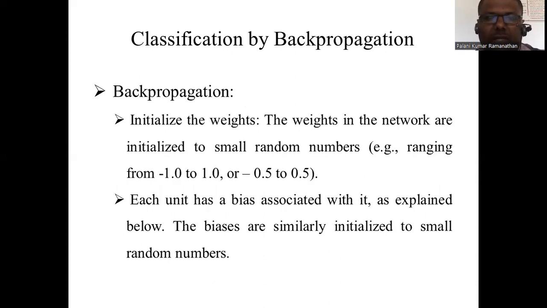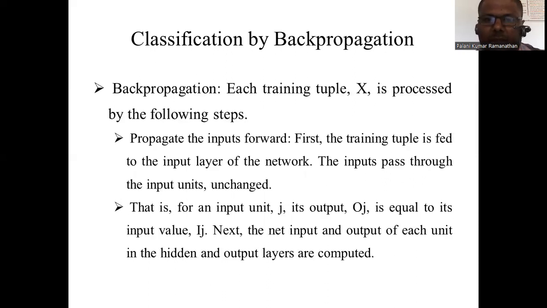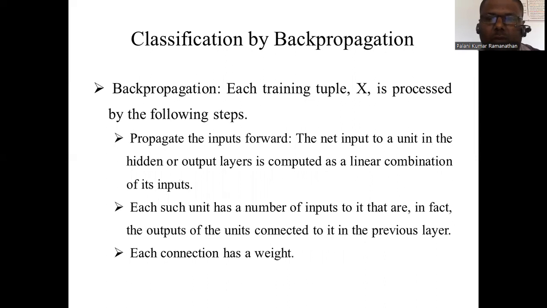First, initialize the weights. The weights in the network are initialized to small random numbers, for example from -1.0 to +1.0 or -0.5 to +0.5. Each unit has a bias associated with it. Each training tuple X is processed as follows: propagate the input forward. First, the training tuple is fed to the input layer of the network. The input passes through the input units unchanged. That is, for an input unit j, its output Oj is equal to its input value Ij. Next, the net input and output of each unit in the hidden and output layers are computed.